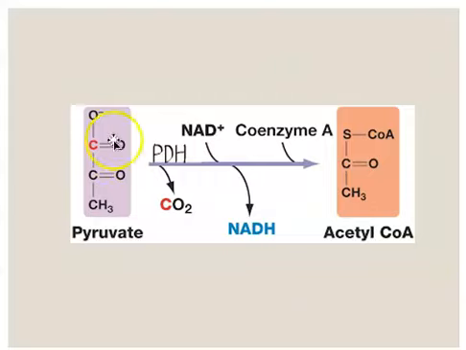So the pyruvate molecule, which has 3 carbons, is going to be transformed into acetyl-CoA and a molecule of carbon dioxide. Pyruvate is being oxidized, so electrons are being released, and they will be captured by NAD+. It will be reduced to NADH, and we will have moved further along in cellular respiration.